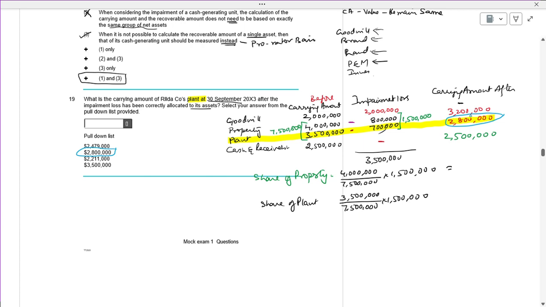This is called a cash generating unit. In the cash generating unit, they are asking what is the value of the plant, what is the carrying amount of the plant after the impairment loss. Is it okay?